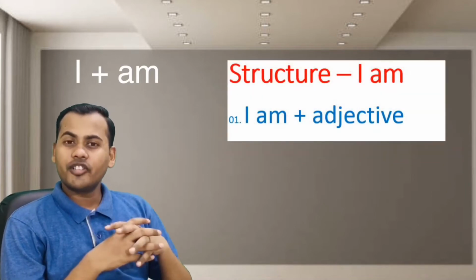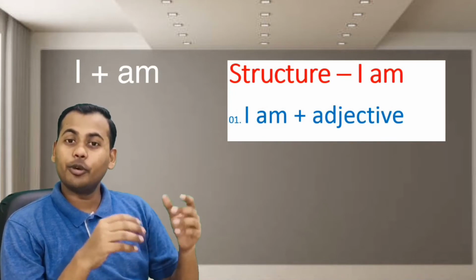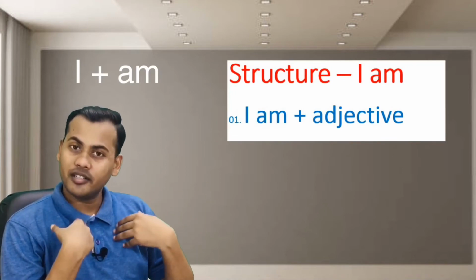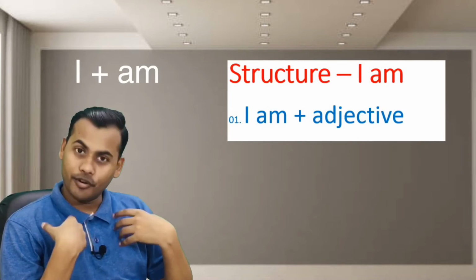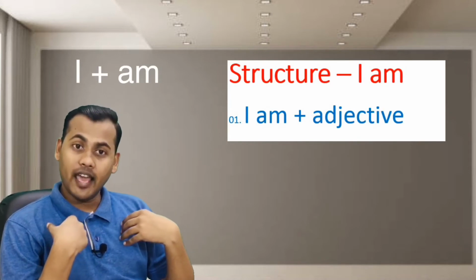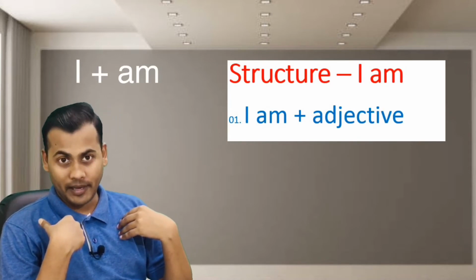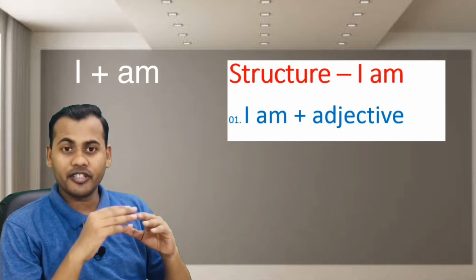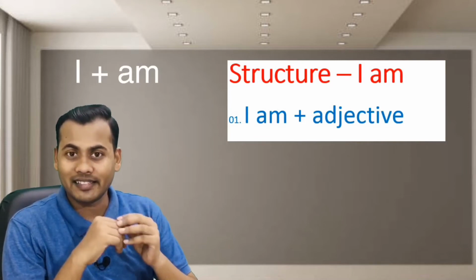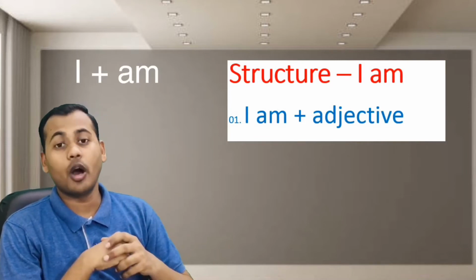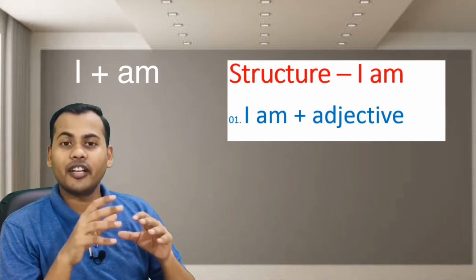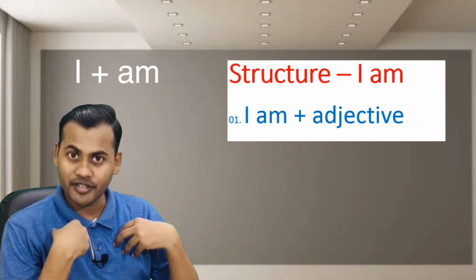Since our structure starts with I am, that means you are definitely talking about yourself. If I say I am, then I'm talking about myself, okay? So there is no possible way that you are describing somebody else or something else. You're talking about yourself only. So you need to find adjectives that describe yourself.